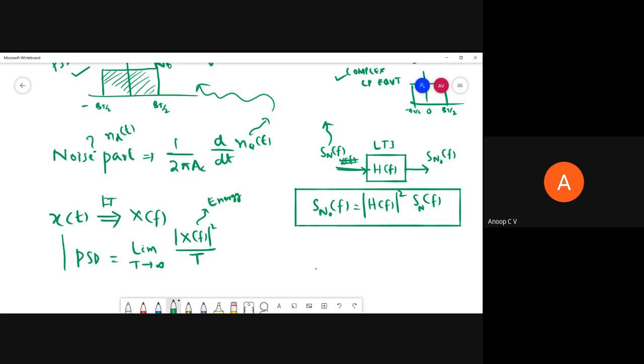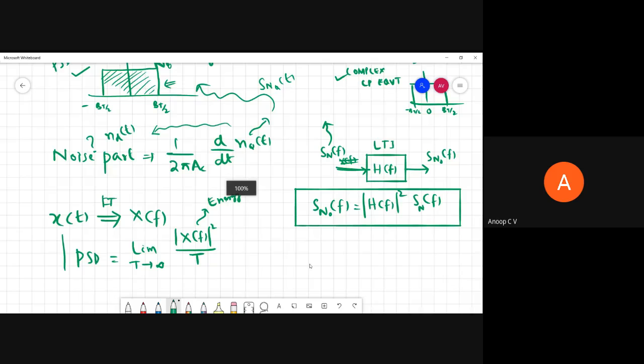So with this result, can we find out the noise power in ND of t? Why I ask is that we know the spectral density of NQ of t, SNQ of f. We already know that it is like this. So with that knowledge, can we find the power spectral density of ND of t? Yes, we can.